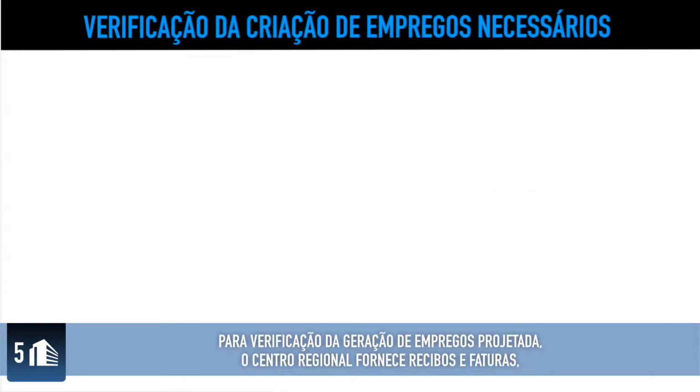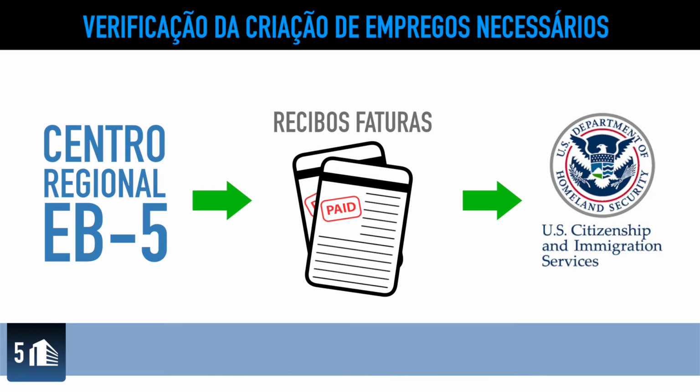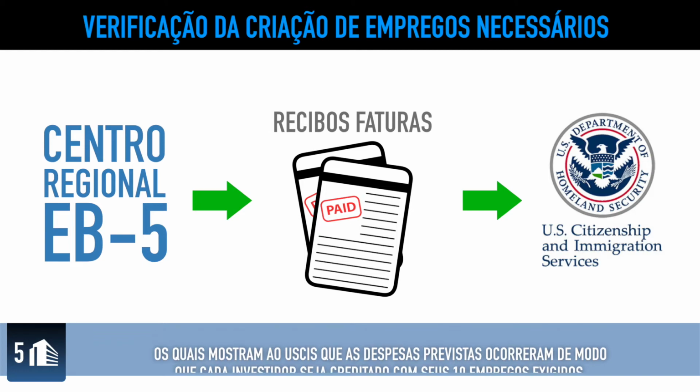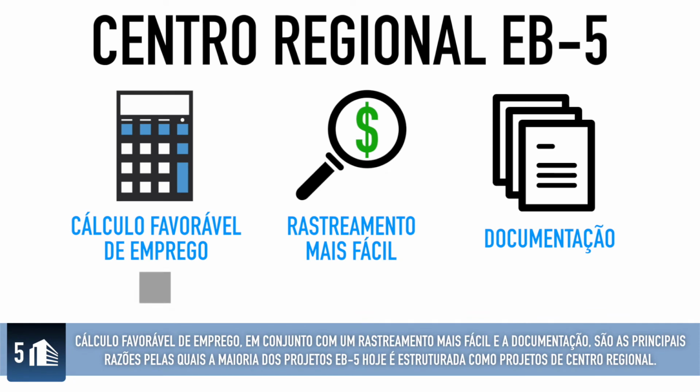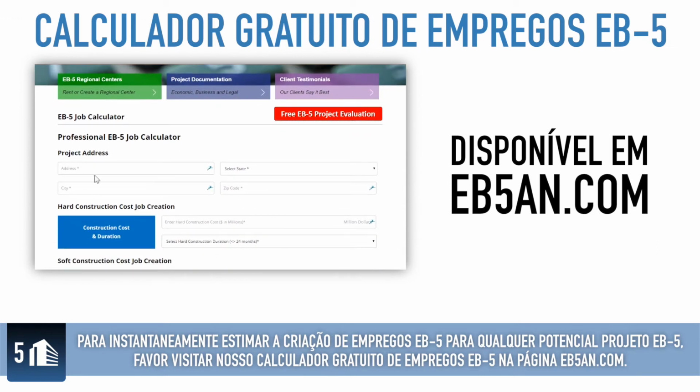For verification of projected job creation, the regional center provides receipts and invoices which must show the USCIS that the projected expenditures actually took place, so that each investor is credited with his or her 10 required jobs. Favorable job calculation, along with easier tracking and documentation, are the main reasons most EB5 projects today are structured as regional center projects. To instantly estimate EB5 job creation for any potential EB5 project, please visit our free EB5 job calculator at eb5an.com.